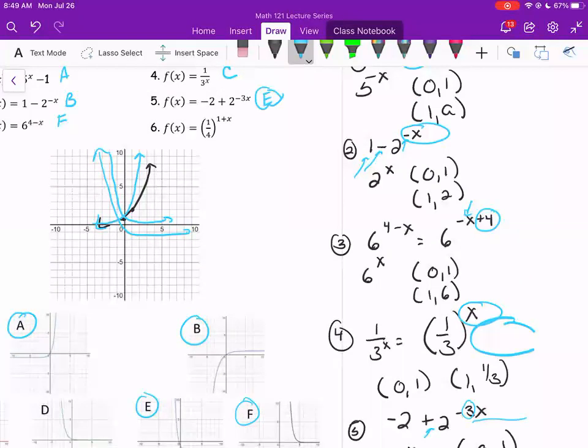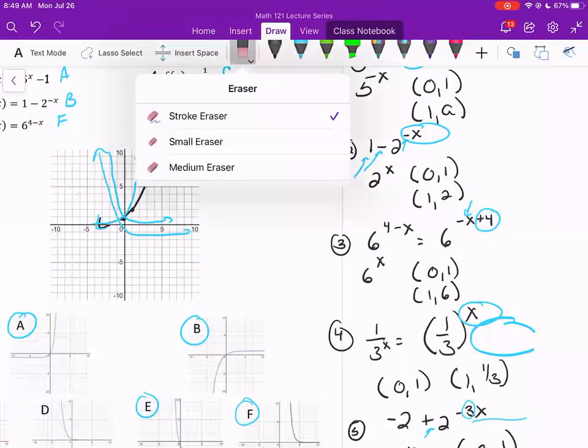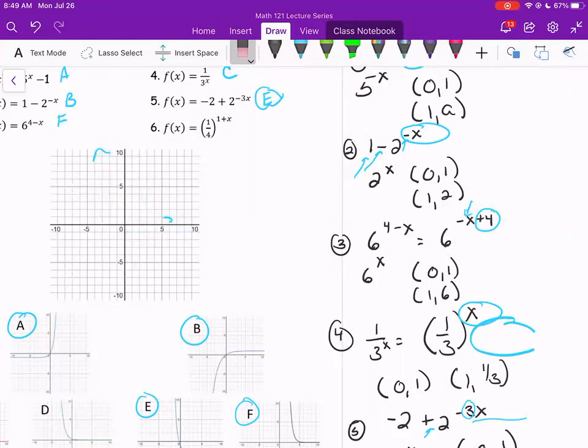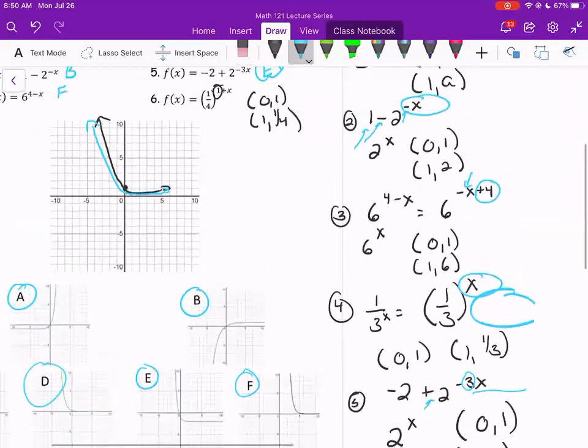By process of elimination, we see that number 6 is going to have to be choice D, but let's confirm that. Our most basic points are going to be (0, 1) and (1, 1/4), which looks like this. And this 1 here is going to shift us to the left, which leaves us with something like this, which does indeed match choice D.